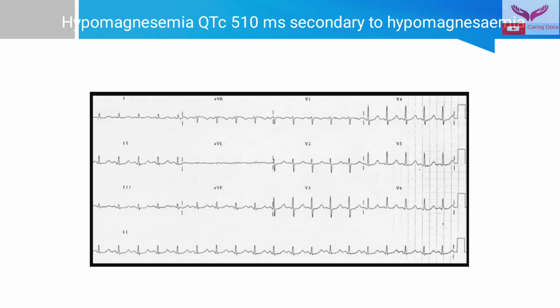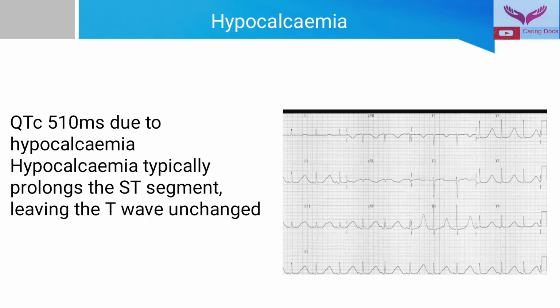In this ECG, we can see the QTc is 510 milliseconds, and it is seen in a patient with hypomagnesemia. Similarly, here the QTc is 510 milliseconds due to hypocalcemia. Hypocalcemia usually prolongs the ST segment, leaving the T wave unchanged.